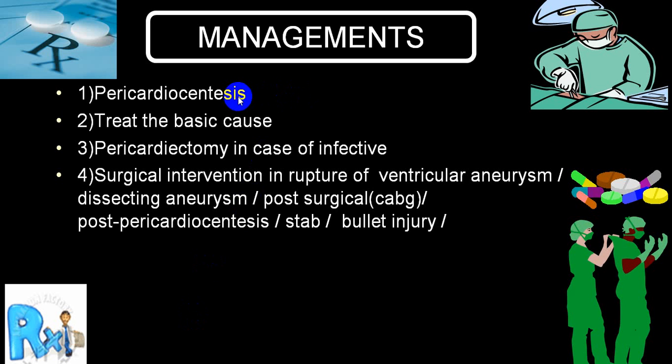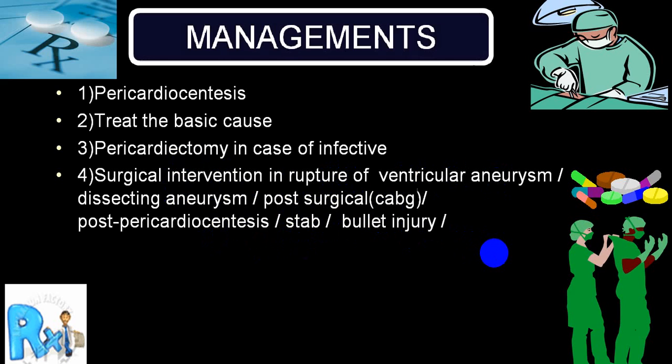In cardiac tamponade, immediately you will have to go for pericardiocentesis. Try to find out the basic etiology and treat the basic etiology. If there is an infective pathophysiology like tuberculosis, bacterial infection, you should go for pericardiectomy. Surgical intervention may be required in case of rupture of ventricular aneurysm, dissecting aneurysm, post-surgical like CABG, post-pericardiocentesis or stab wound injury, bullet injury, etc. You might require surgical intervention.